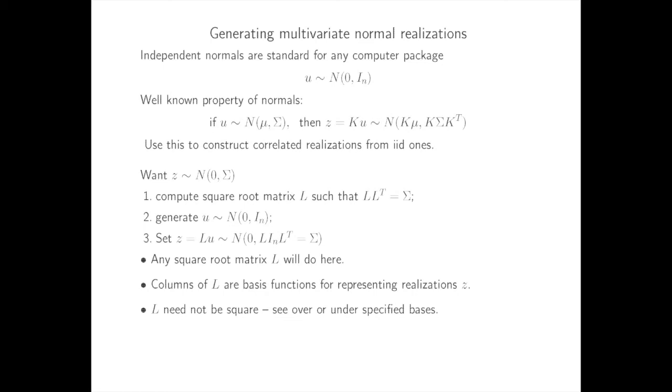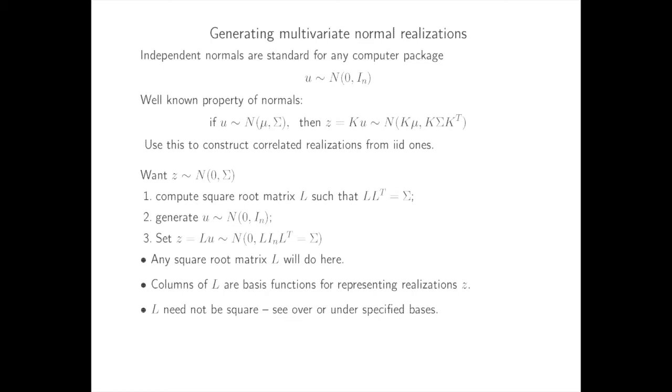So if you hit normals with a matrix K, it modifies the mean and variance, but it stays normal. That makes sense, right? Because if you do anything linear to a normal distribution, it stays normal. So for Gaussian processes, we always want something that's normal 0 with some covariance matrix sigma. And so what we do is we just compute the square root of the sigma matrix. We generate a bunch of IID normal 0-1s, and then we hit those with the square root matrix.